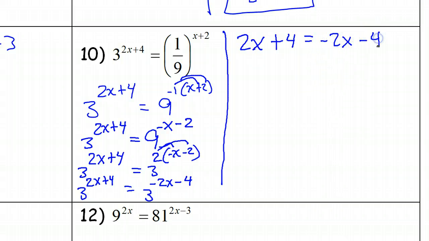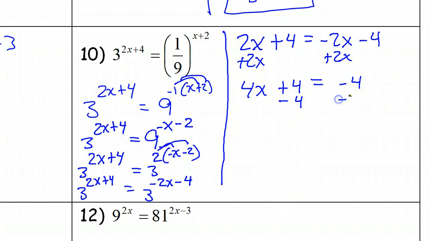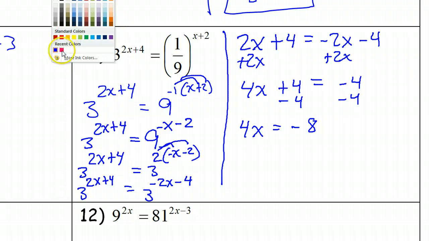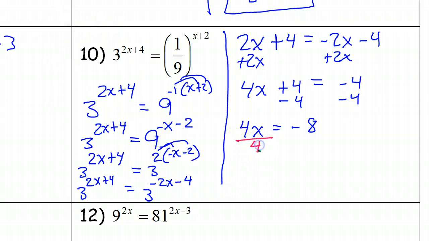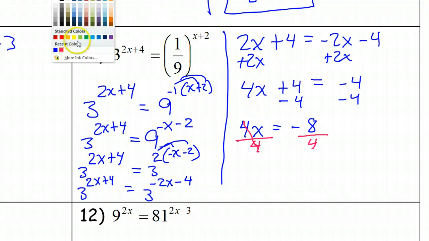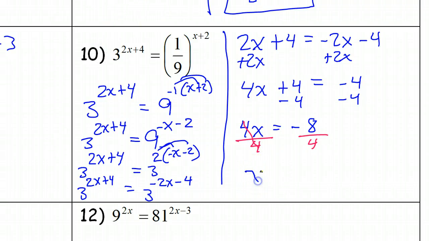I would pull these x's together by adding 2x to both sides. So that'll give me 4x plus 4 is equal to negative 4. Then I would subtract 4 from both sides. So that would give me 4x is equal to negative 8. Finally, I would divide by 4. So x is equal to negative 2.